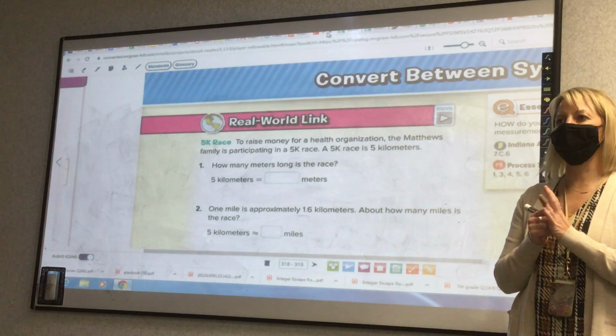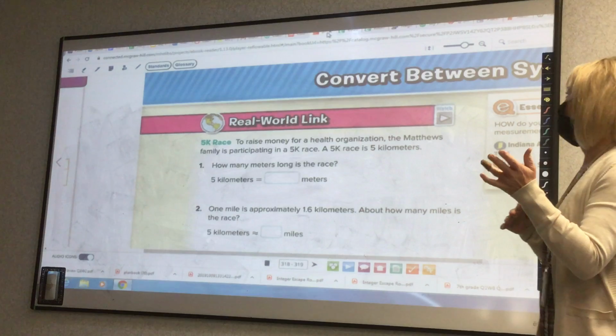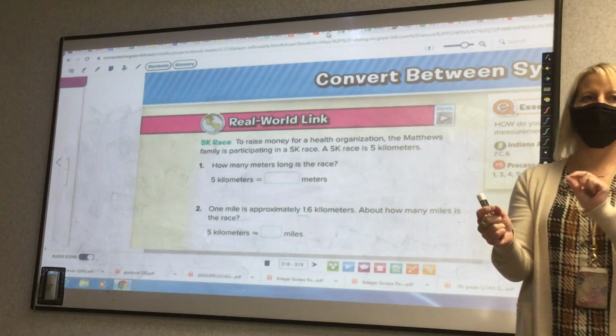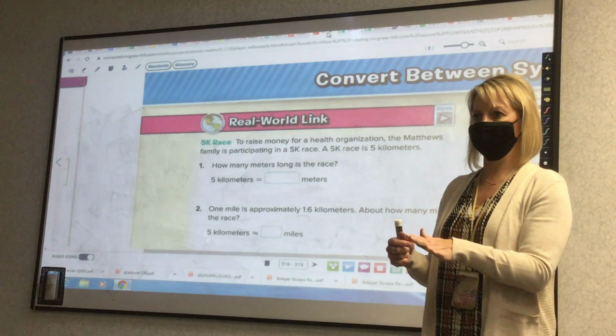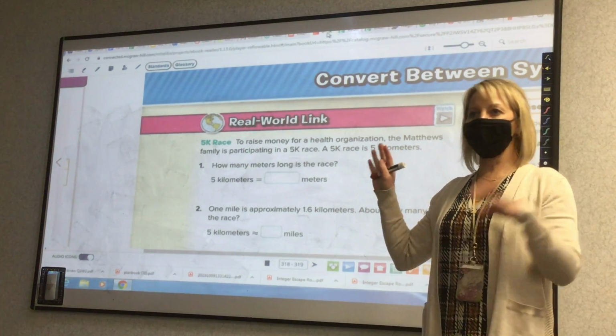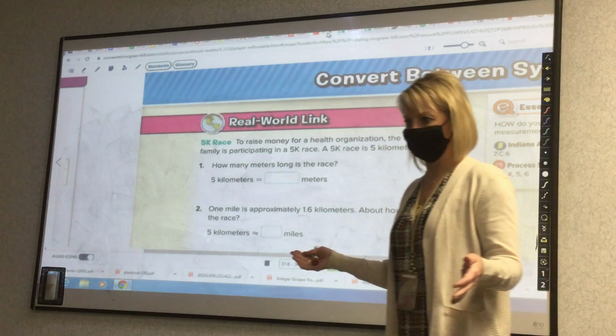Lesson 7 is talking about converting between systems. What it means by systems is our measurement system. In the United States, we use the customary system, okay? Everywhere else in the world, they use metric.